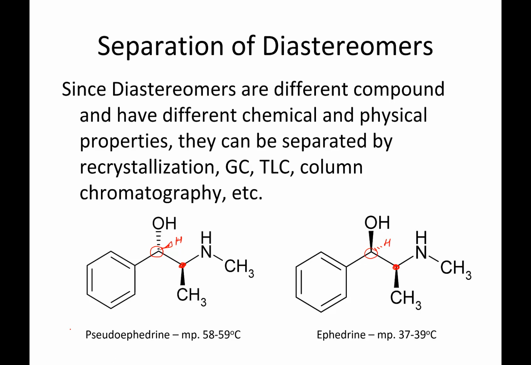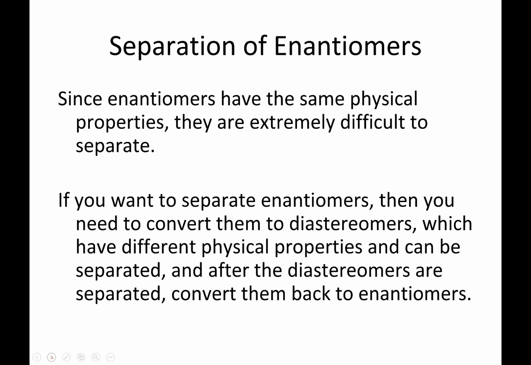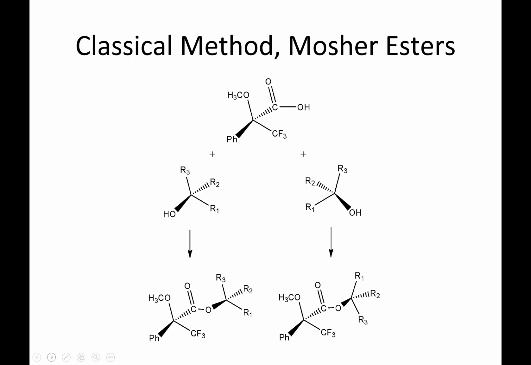So those diastereomers can be easily separated, but enantiomers can't because they have the same physical properties. So if you want to physically separate enantiomers, you have to somehow convert those into diastereomers. And if you can do that, then you can separate the diastereomers and then somehow do another chemical reaction to get back your original two enantiomers after you separated them and put them into two different jars. So the classical method is what's called Mosher esters.